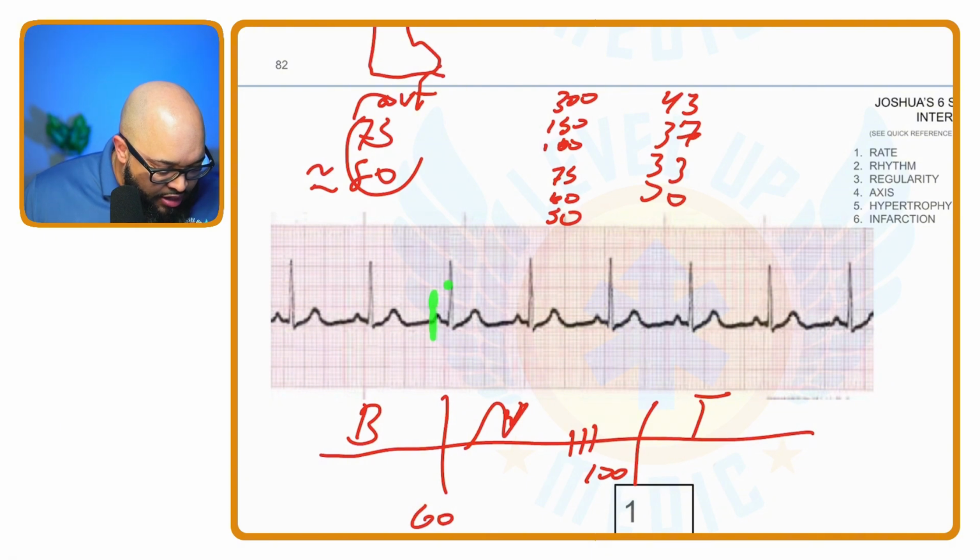For instance, to here. Is that within 1 big box? Yeah, it is. So 1 big box would actually be from here to here. And this PR interval is within that. So that's still normal. Now let's look at the QT interval.